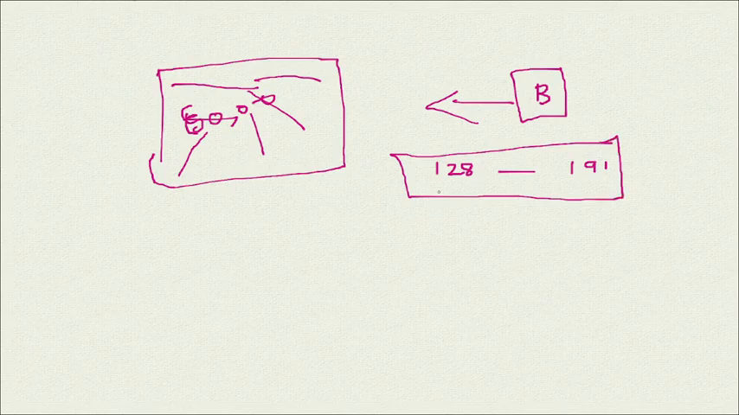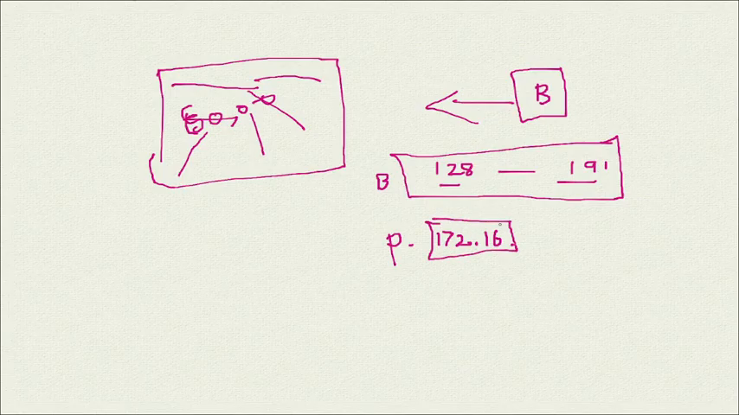Okay, this is the range of class B. The class B private IP range starts with 172.16. This is the network part. The range goes up to 172.31, not 16, here it is 31.